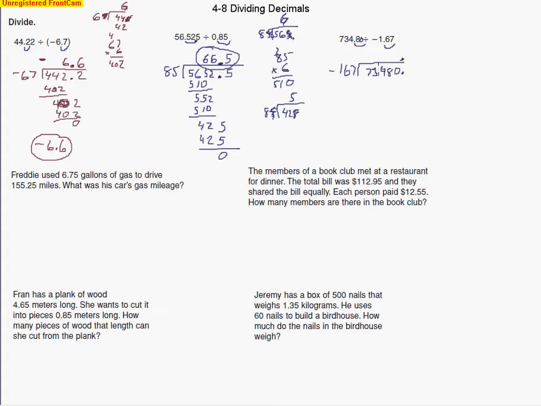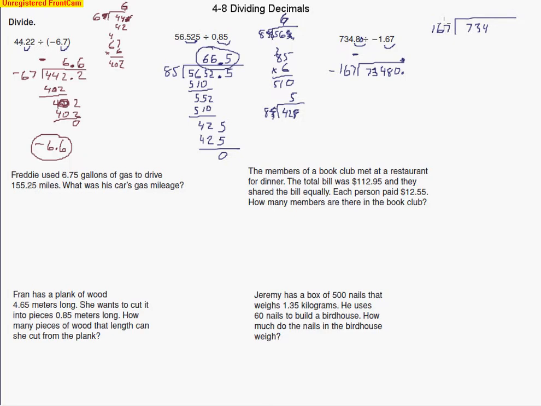So it's always important to make sure you get the decimal point in the right spot in the quotient. So always get that, and I also get the sign figured out. So I know it's a negative because I'm dealing with one negative. So now I start the division. So 167 is going to go into 734.